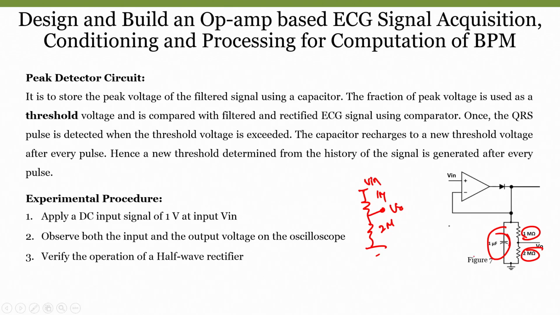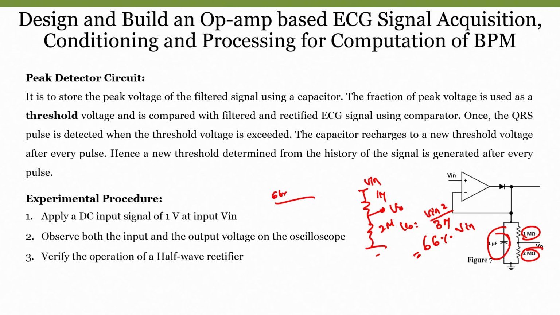The capacitor will be charged to the peak voltage value. Let us consider that V in. So, V out is nothing but V in into 2 mega divided by 3 mega. So, 2 by 3 is how much? 66%, right. 2 by 3 is 66% of V in. So, that means we are setting a threshold at 66%.